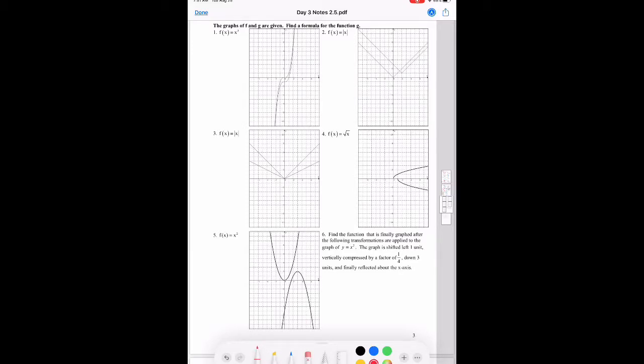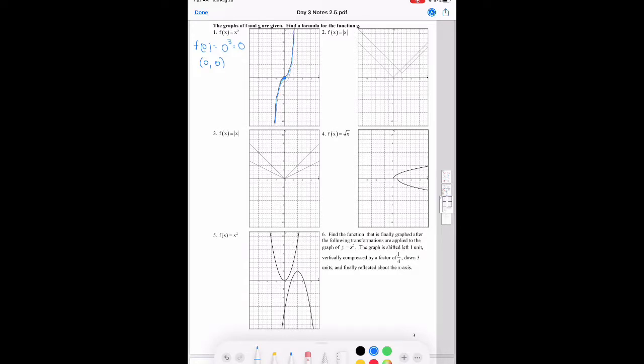Okay, so part 1, we see our parent function, that cubic function. Okay, so how do we know which one of these lines it is? Well, first off, all of these graphs are going to go through the origin. How do we know that? Well, let's say we plug in 0 for x. Well, 0 cubed is just 0. So that means when I plugged in 0 for x, I got 0 for y. So my parent function should go through this point here. Okay, and so as you can see, it's this blue line.